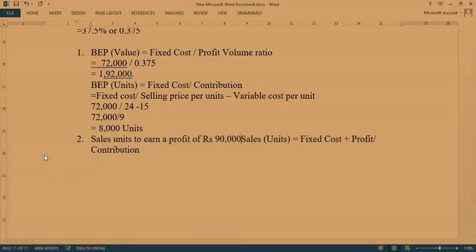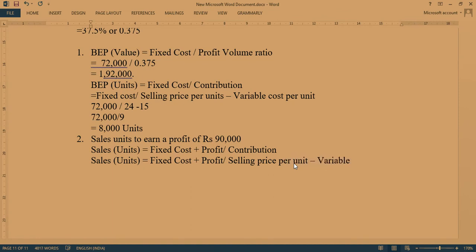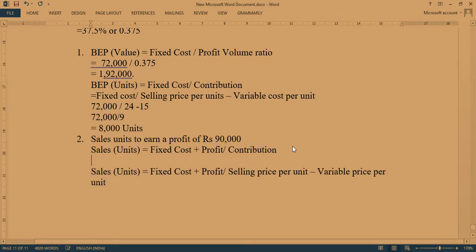Again, the sales per unit equals the fixed cost plus profit divided by contribution. If we elaborate this, it can also be called selling price per unit minus variable price per unit. Okay, again, you can use this formula, or this formula, they are almost one and the same. No need to get confused by seeing the big formulas.